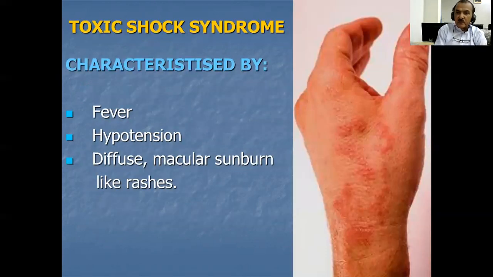Toxic shock syndrome. Look at the picture of toxic shock syndrome. It is characterized by fever, hypotension, and diffuse macular sunburn-like rash. So these are the features of toxic shock syndrome.